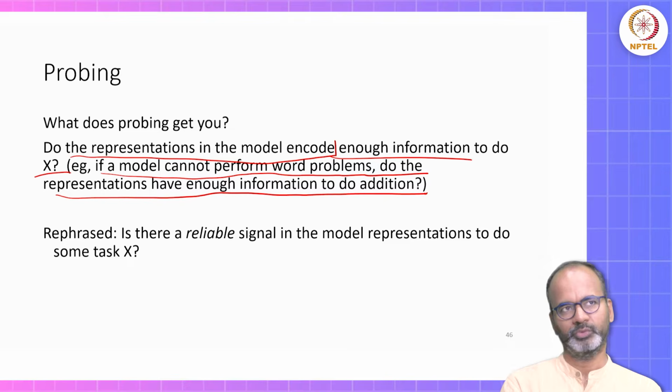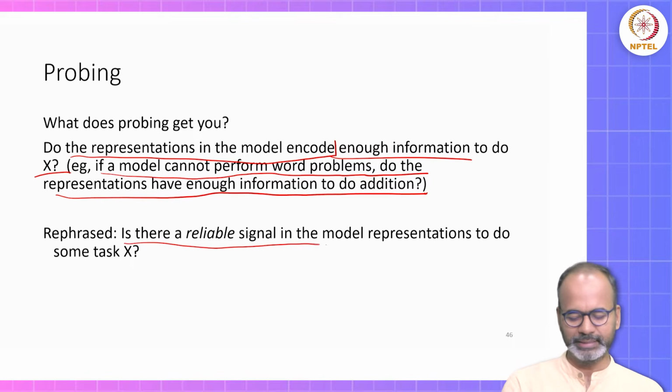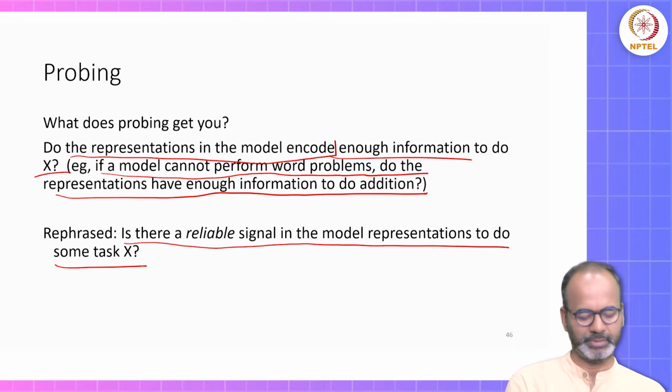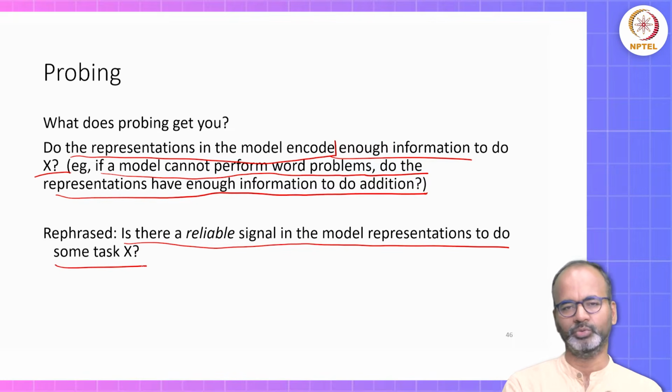Right. So you want to probe the model in a way that you'll be able to understand what the model is capable of or not. Is there a reliable signal in the model representation to do some task X? Can it do addition? Can it do subtraction? Given that it's able to do, so to say, next word prediction, or given that it's able to classify an image, can it do something else?